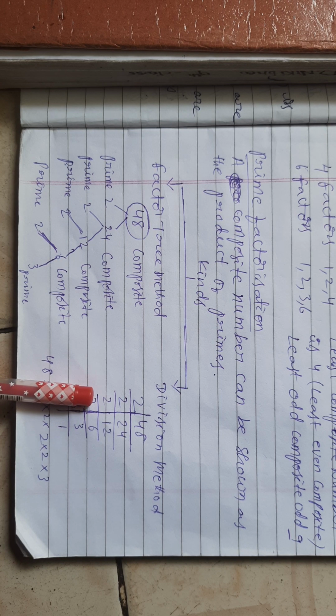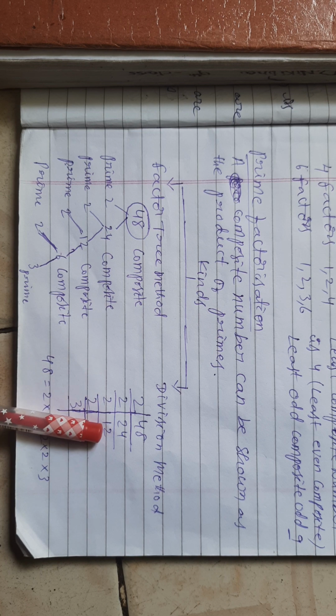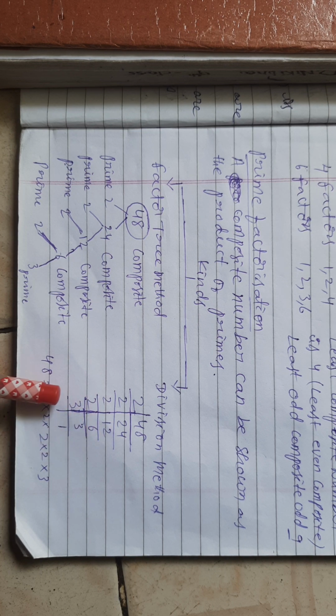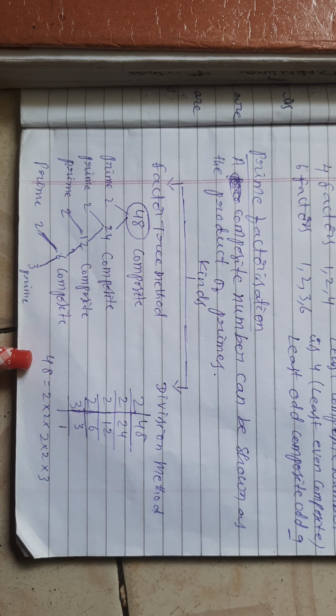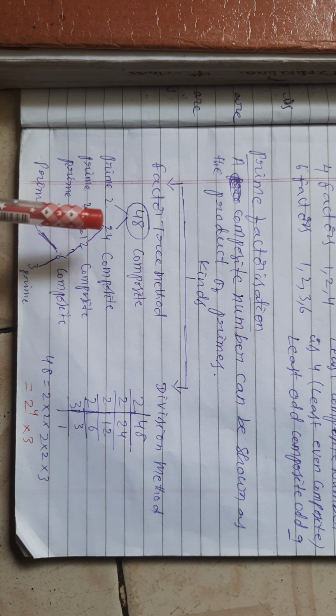Suppose it is not divisible by 2, you can take some other next prime number like 3, 5, 7, 11, like that. So 2 6s are 12, 2 3s are 6, again 3 1s are 3. But you should write only prime numbers. 48 is equal to 2 into 2 into 2 into 2 into 3. That means you can also write it as 2 power 4 into 3. This is the prime factorization method.